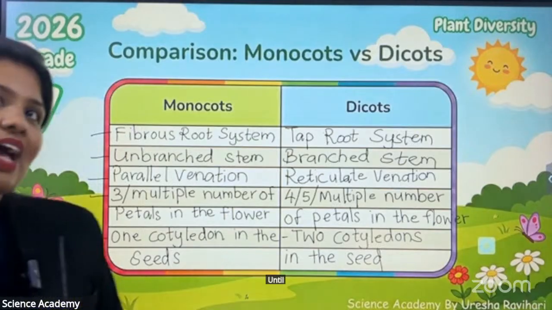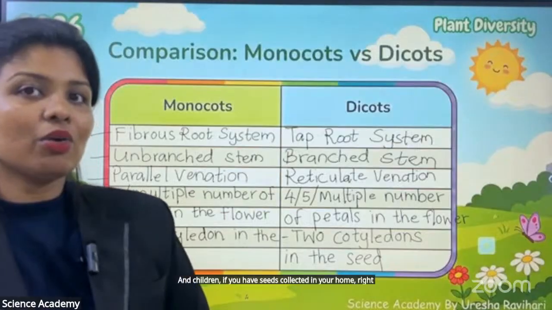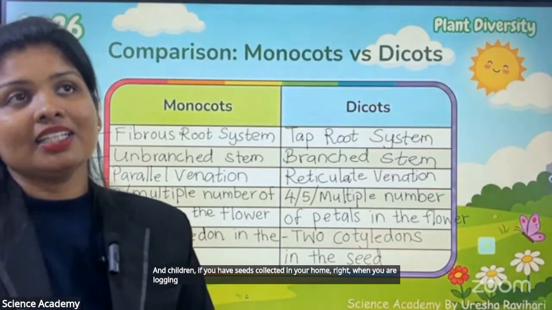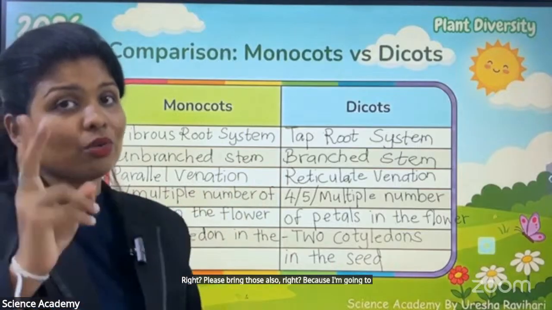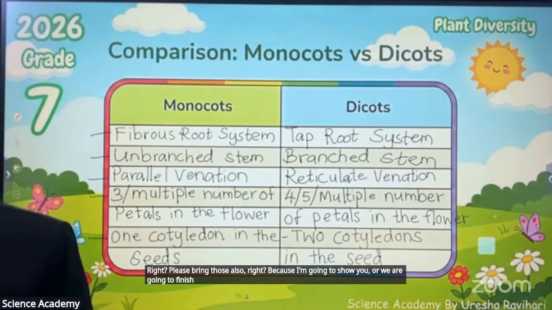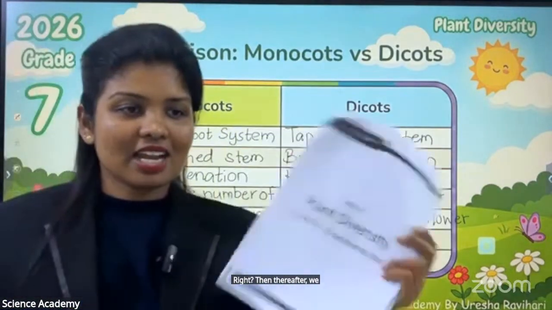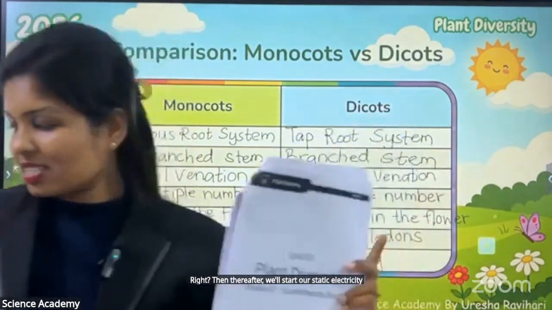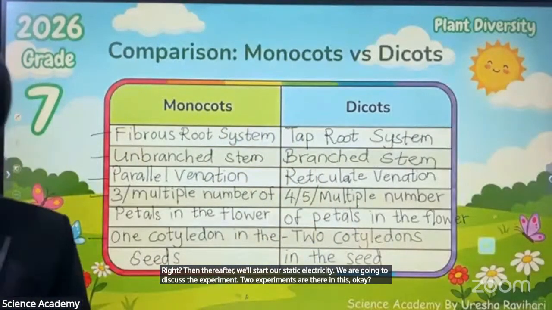And children, if you have seeds collected in your home, when you are logging in on the 15th, please bring those also, because I'm going to show you, or we are going to finish, the 2 experiments mentioned in this tube, and thereafter we'll start our static electricity. We are going to discuss the experiments. 2 experiments are there in this, okay.